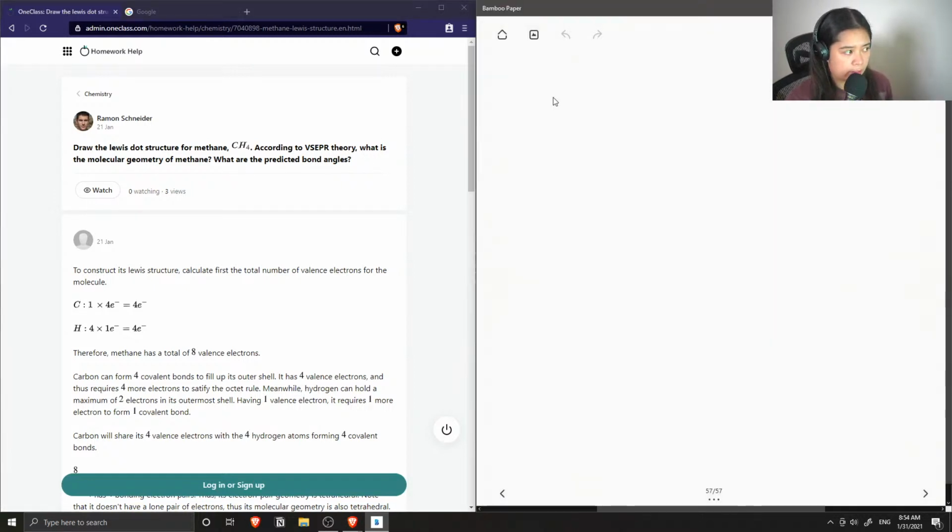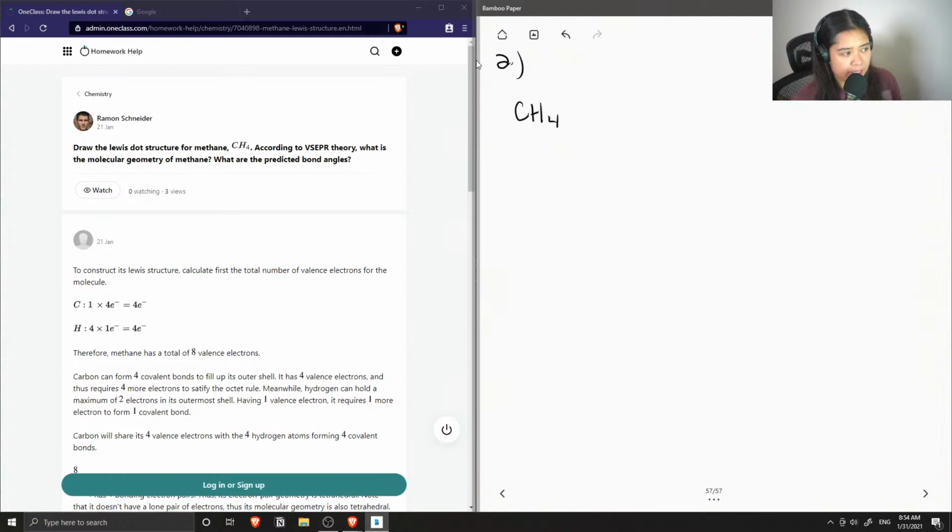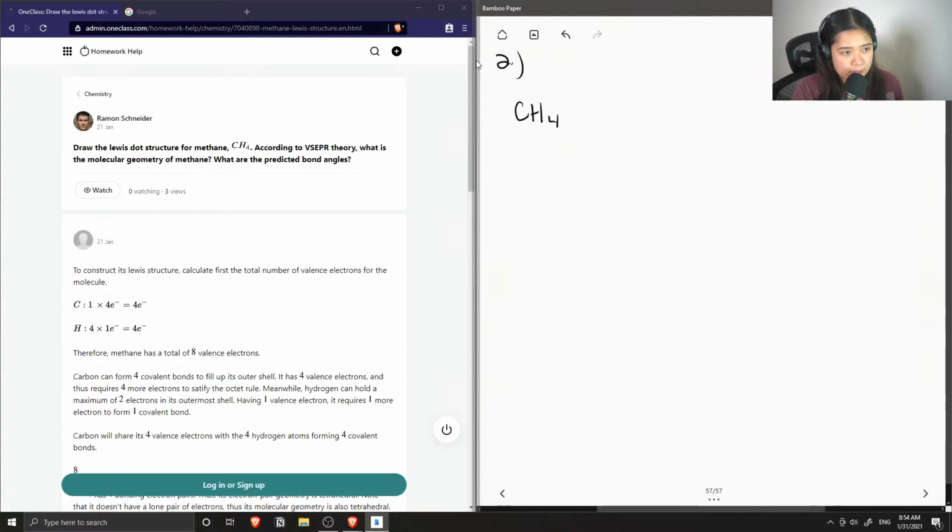Okay, so question number 2. Draw the Lewis dot structure for methane, which is CH4. Predict, according to the VSEPR theory, what is the molecular geometry of methane and what are the predicted bond angles? Okay, so first we need to write the Lewis structure for methane. And to do that, we just need to find the total number of valence electrons for this molecule.